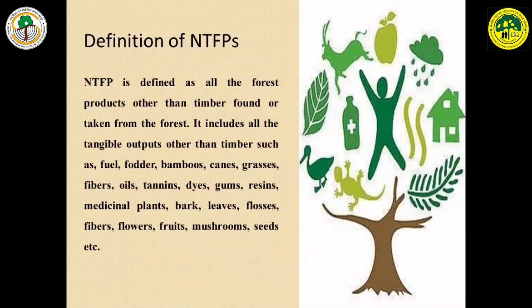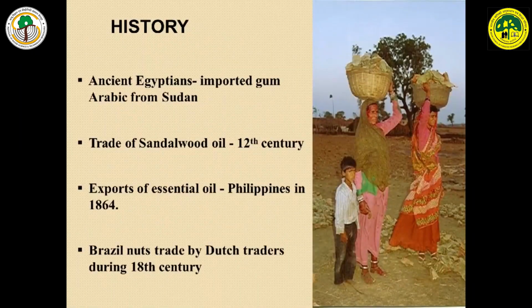As the definition says, NTFP, that is non-timber forest product, is defined as all the forest products other than timber found or taken from the forest, which includes canes, grasses, bamboos, fibers, oils, tannins. All these things which are collected from forests other than timber come under non-timber forest products. I just want to enlighten you that non-timber forest produce is not a new thing. From ancient times it has been collected.